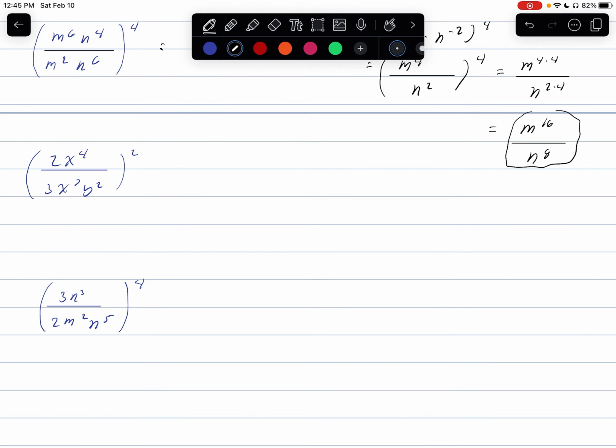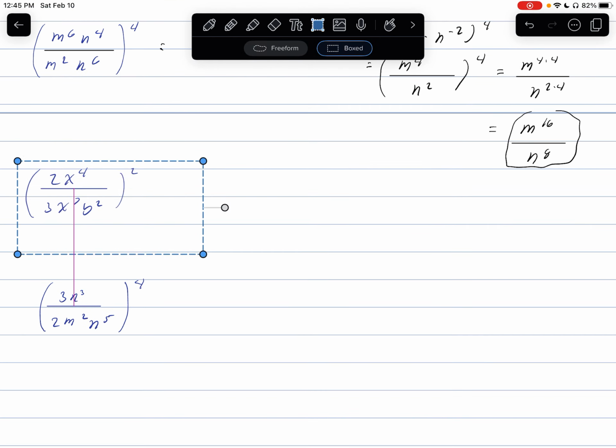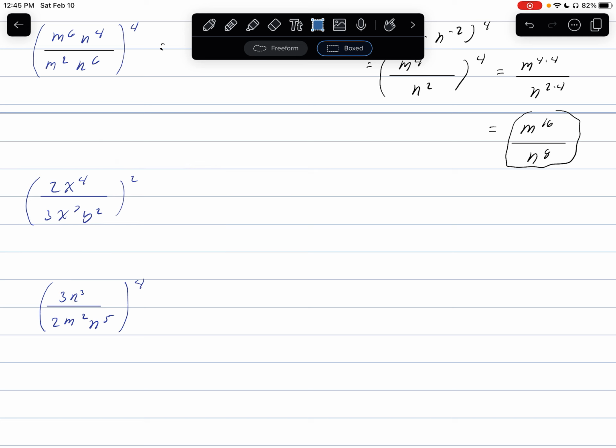All right. Let's look at this one. Here we have 2x to the 4th over 3x to the 7th y squared. The same principle works here for distributing this exponent. This goes to the constant values 2 and 3 as well. But first, let's see if we can simplify any of this.